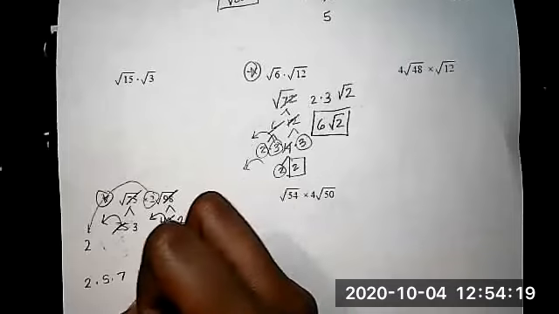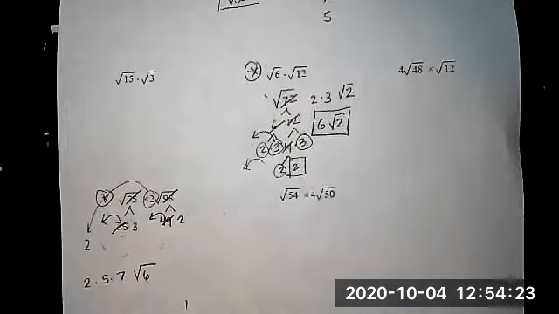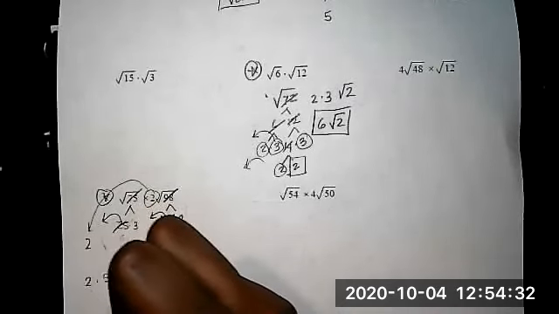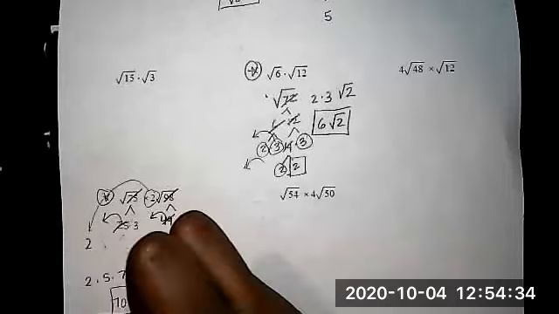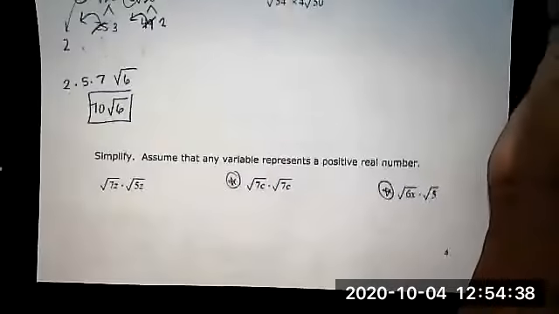So 3 times 2 we know is 6. So 2 times 5 times 7 gives us 70. 2 times 5 is 10, 10 times 7 is 70, and then the square root of 6. This would be your answer. And again, practice on that. Practice makes perfect, okay?